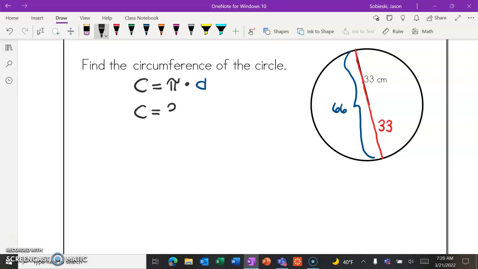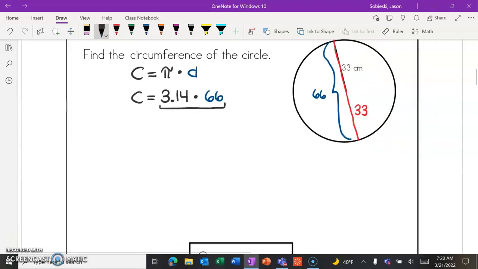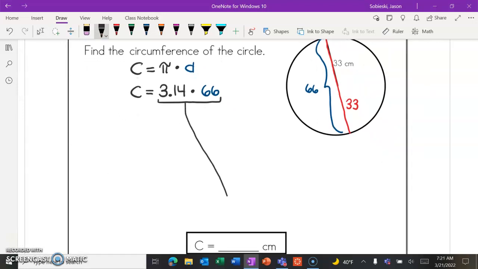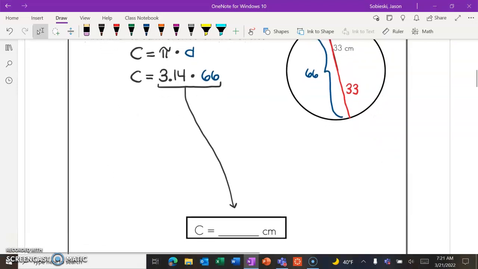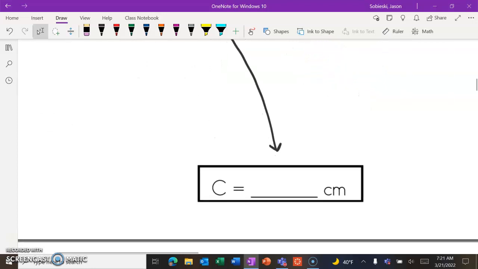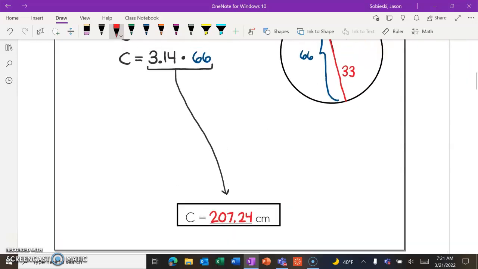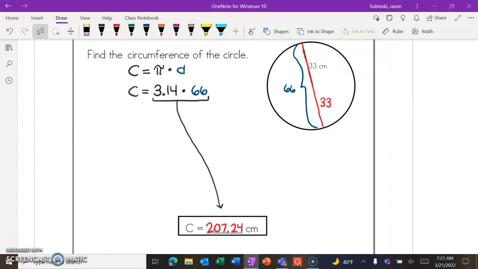Okay, so we go back to our formula. C equals, we can substitute in 3.14 for pi, times our diameter, which we said was 66. Now we have our multiplication problem. We can go right to our calculator, and we're going to plug this in and see what we get for circumference in centimeters. So 3.14 times 66 gives us 207.24. 207.24 centimeters for our circumference. And of course, that's, again, the distance around the circle.